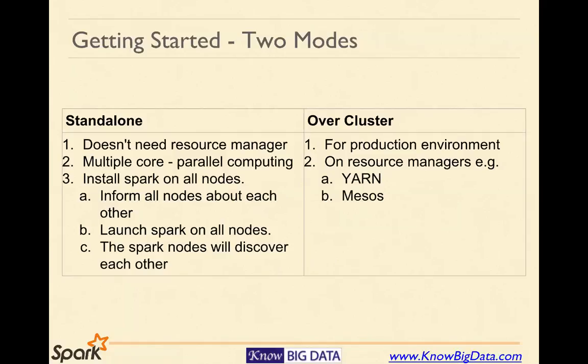The standalone mode does not need a resource manager. It creates its own resource manager. If you do not have an existing Hadoop cluster, what you can do is install Spark on all the machines in the network, inform all the nodes with a standard config, and then launch all the machines in parallel, and they will discover each other. We would not need a Resource Manager here, the way we had the Yarn Resource Manager.